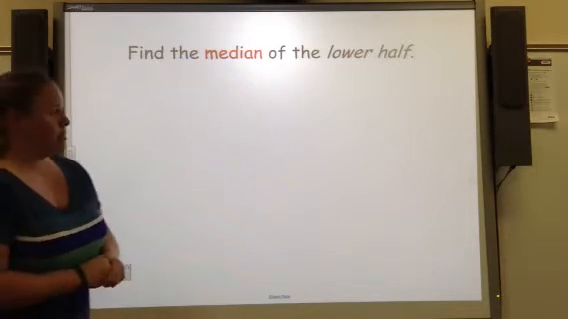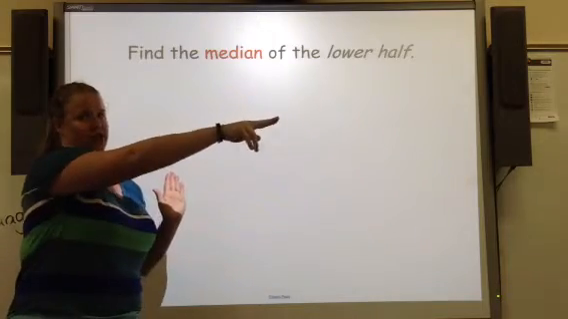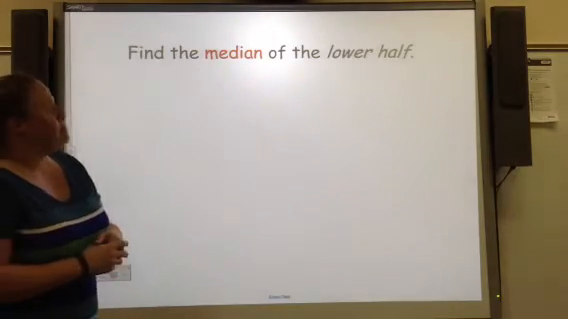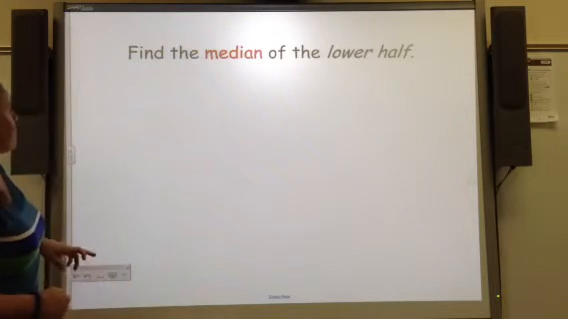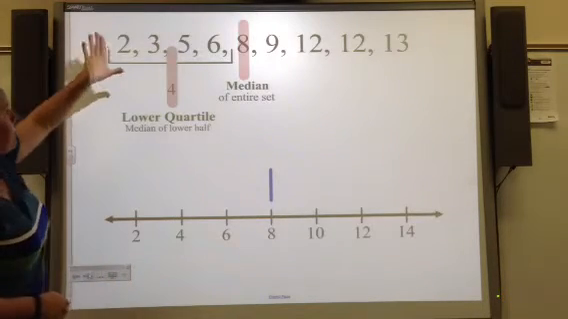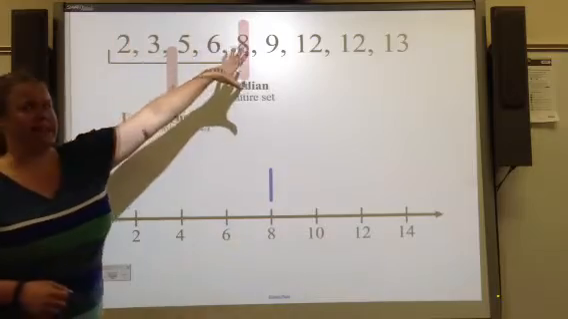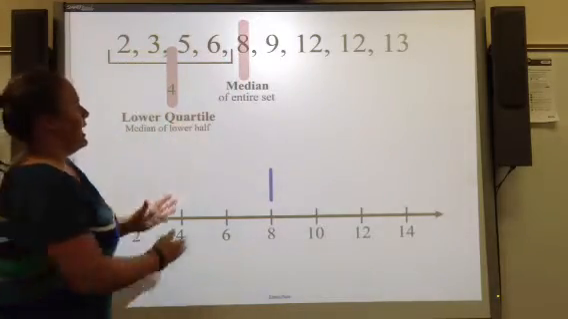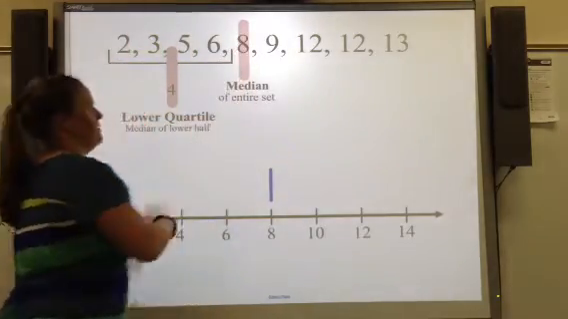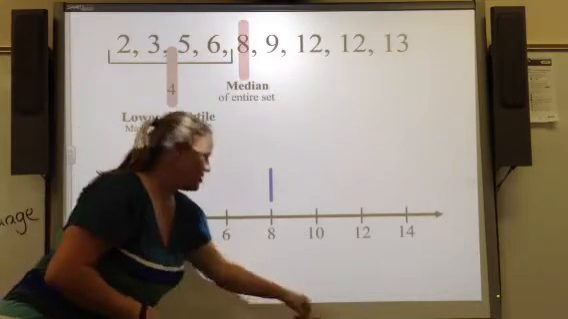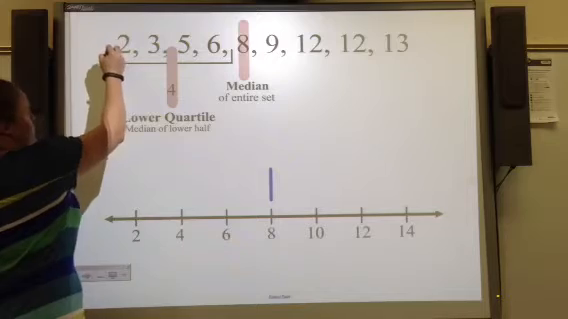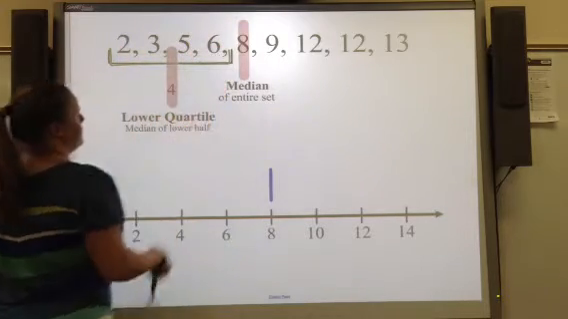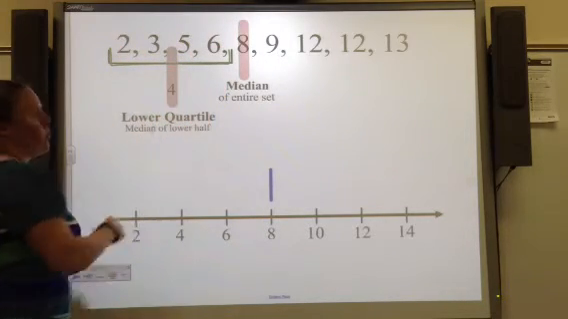The next note on the right-hand side that you're going to record is find the median of the lower half. What that means is I've got my number line, I've got my data written from small to large, and I've already found my median. The next thing I'm going to do is find the median for the lower half. So draw this in and label it lower quartile.